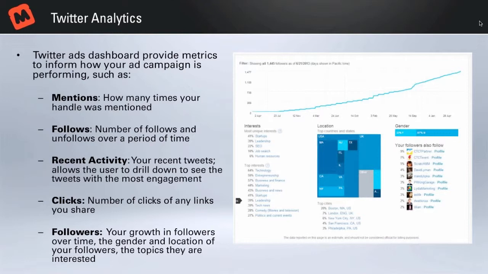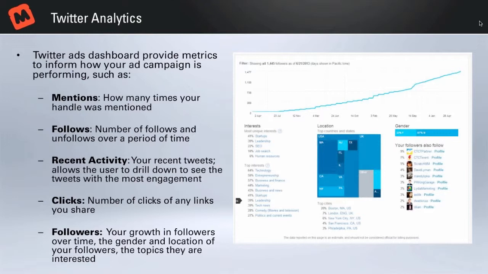Recent activity, recent tweets allow the user to drill down to see the tweets with the most engagement. So they can see how many tweets were retweeted, how many replies there were, what were the favorite tweets. Clicks, so if you have any kind of call to action within your tweet that potentially takes them off that tweet and takes them to a page for more information or anything like that, it calculates that.